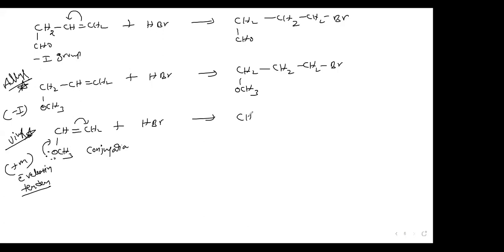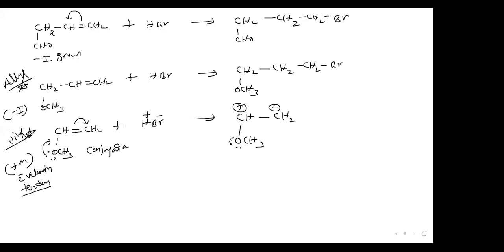So let us make the detail of it. CH3, OCH3. This one CH2 minus. This is the possibility. So the H plus joins over CH2 minus, and whatever carbocation we get, that carbocation will be stabilized. This is the most stable carbocation. This is a good stable carbocation.